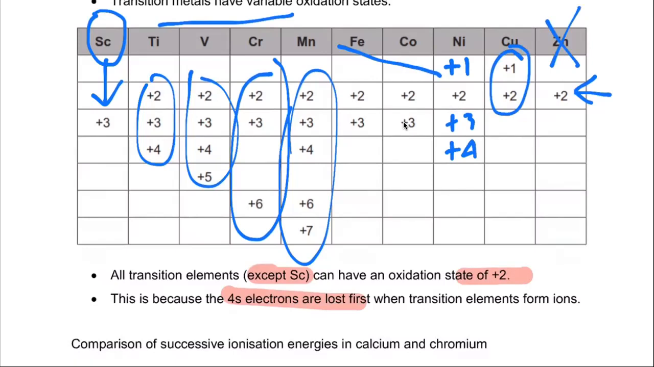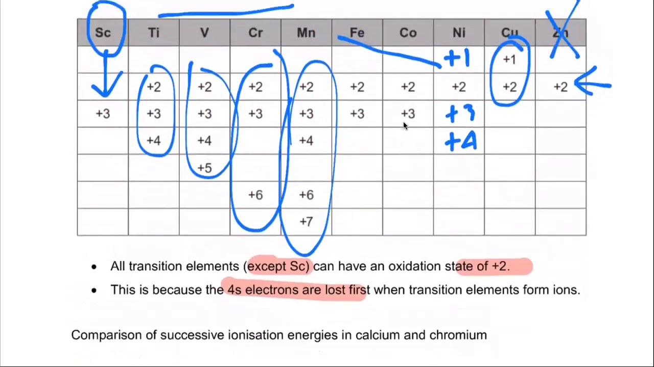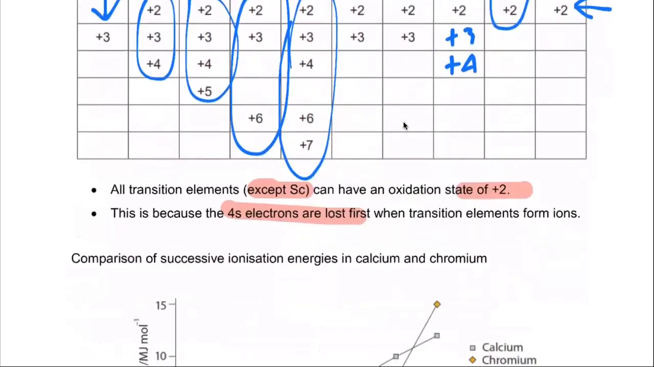After that, it really just depends on how many unpaired d electrons they have, and how many they can lose, and that kind of stuff. And so, again, when you watch the video online, make sure you pay attention to what their electron configurations and orbital diagrams look like, and how that relates to how many possible oxidation states they can have.